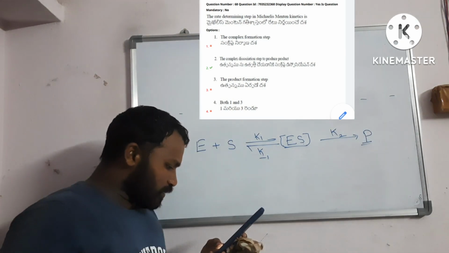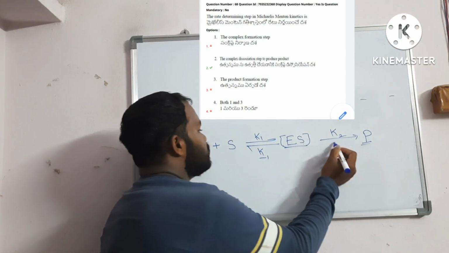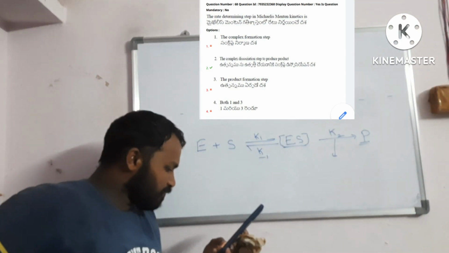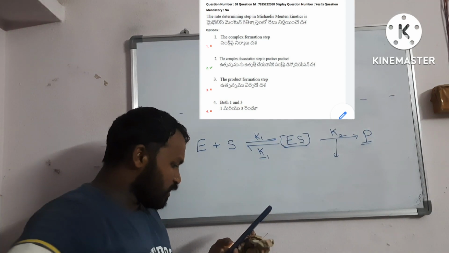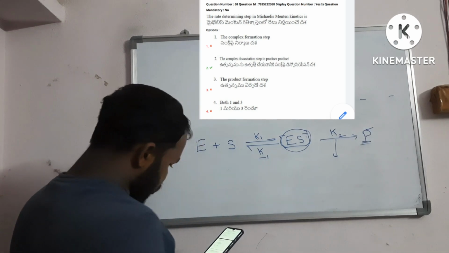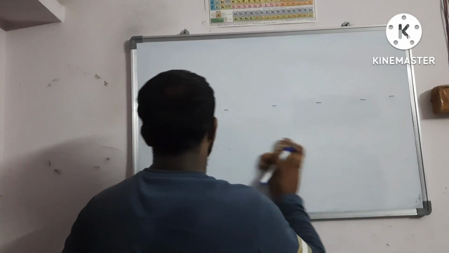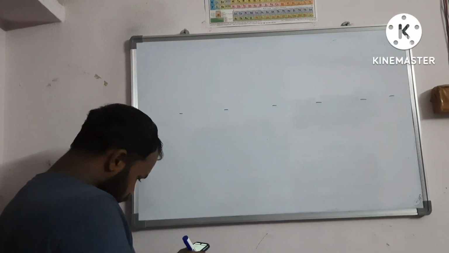So what is the option? They ask for the rate determining step. This is the slow step, the rate determining step. So the complex dissociation step, to produce the products, is the correct option. Option number 2 is the correct one. Next, question number 69.